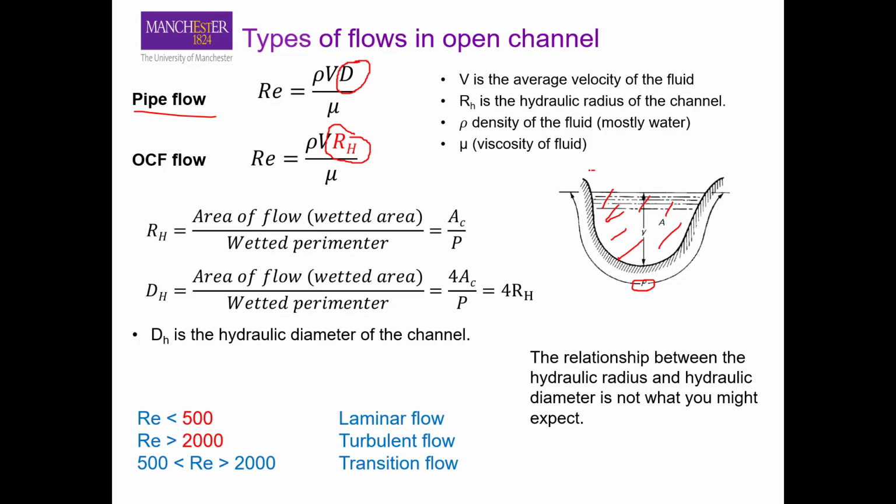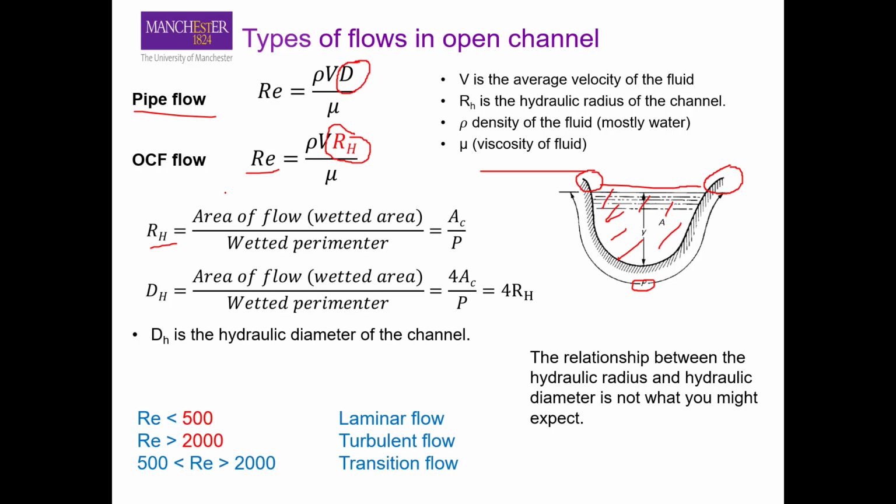But please remember that we are not considering the area that is not in contact with the fluid. Okay, we are not considering this side, we are not considering this side, and also we are not considering the top surface of the liquid, because that is not in contact with any solid surface. And so that is the P here. If you take the ratio of the two, you get hydraulic radius. Okay, and if you put the hydraulic radius in the Reynolds number equation, you get the Reynolds number for open channel flow.